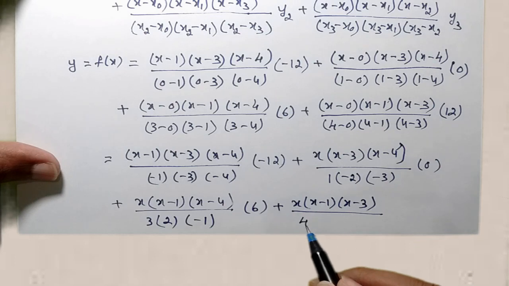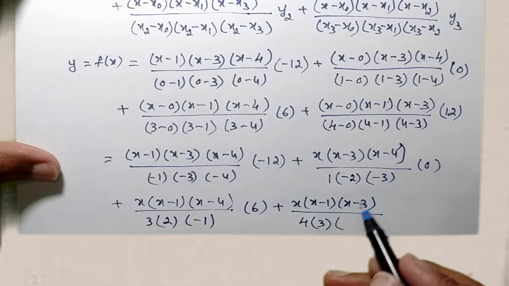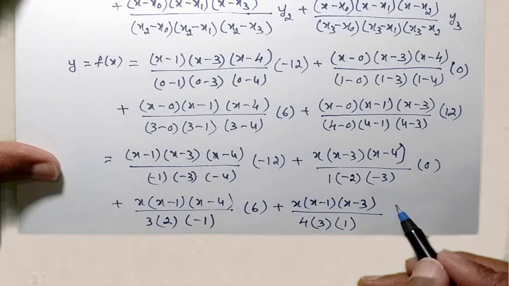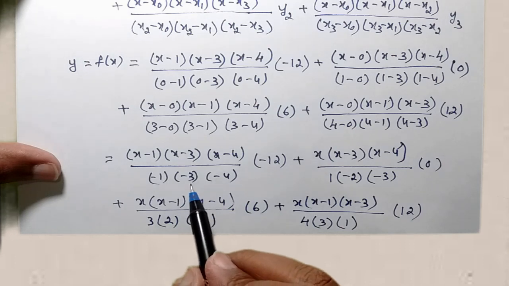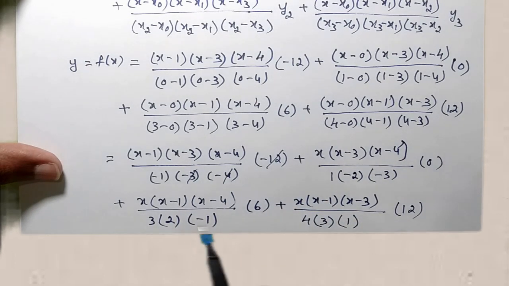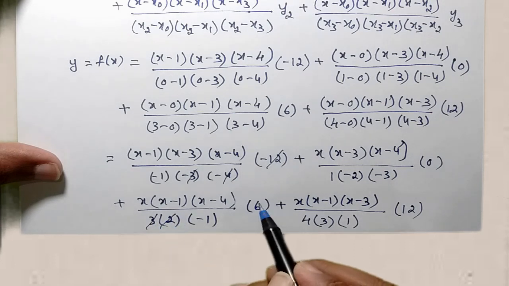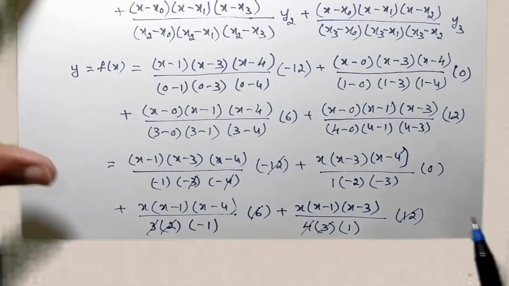Plus the next term will be x into x minus 1 into x minus 3, whole divided by, it is 4 times of 4 minus 1 will be 3. Then 4 minus 3 will be 1, into 12. So let us see which of the terms will cancel out. 3 times 4, 12, and this 12 will cancel out. 3 2s are 6, and this 6 will cancel out. 4 3s are 12, and this 12 will cancel out.